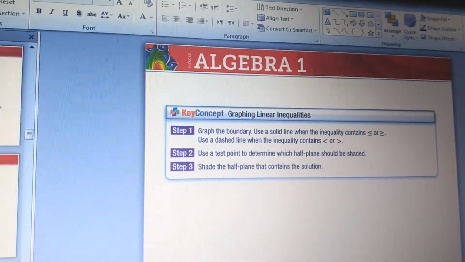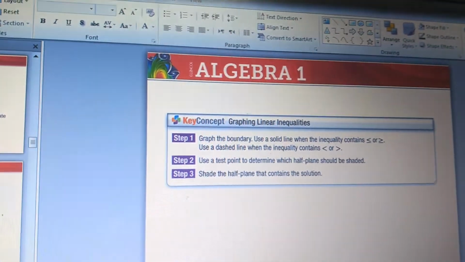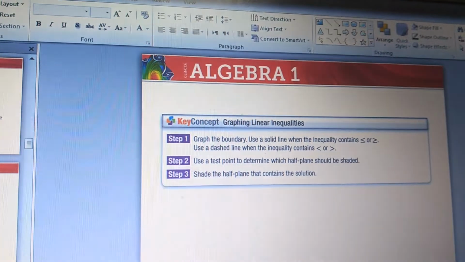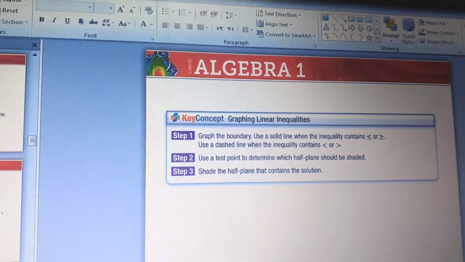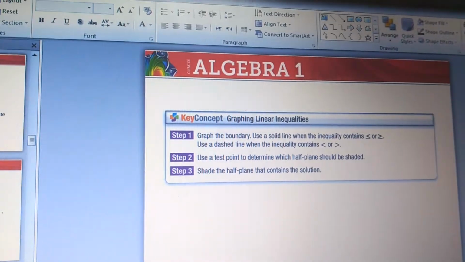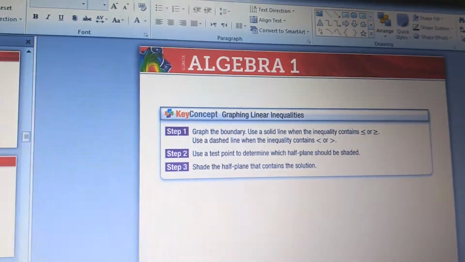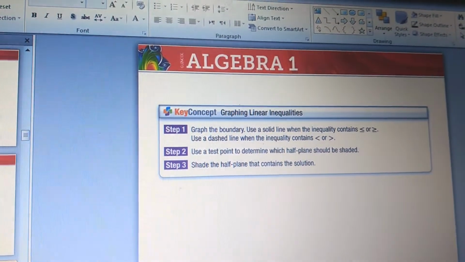Steps that we are going to make before we graph linear inequality. Step number 1, we must graph the boundary. Use the solid line when the inequality contains less or equal, more or equal. Use dashed line when the inequality contains less or more.